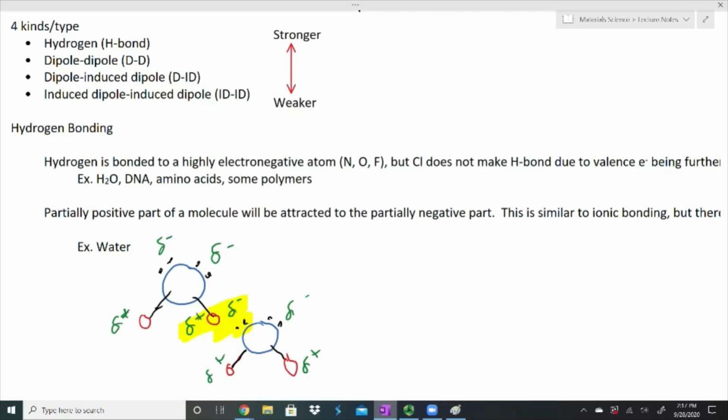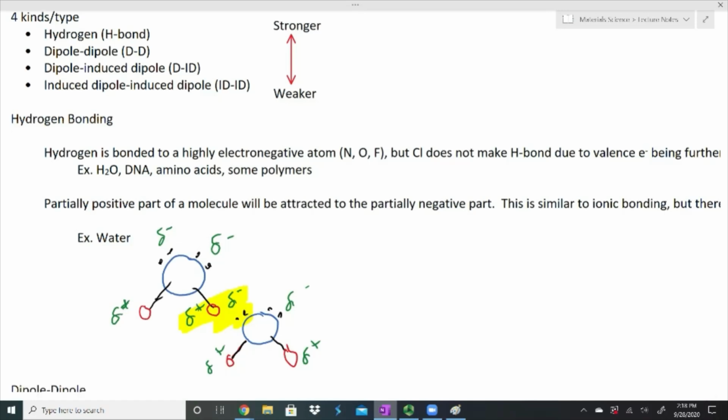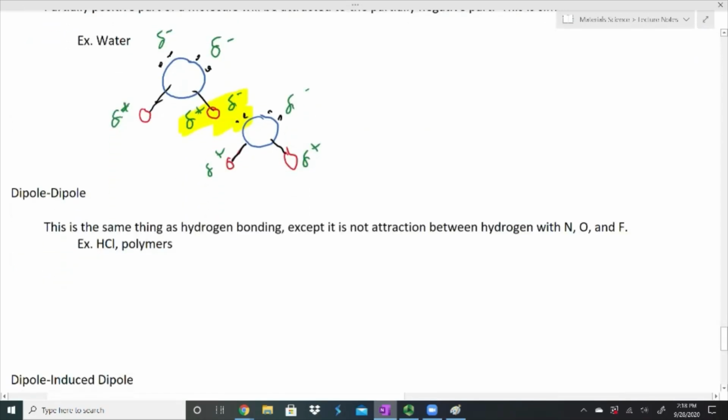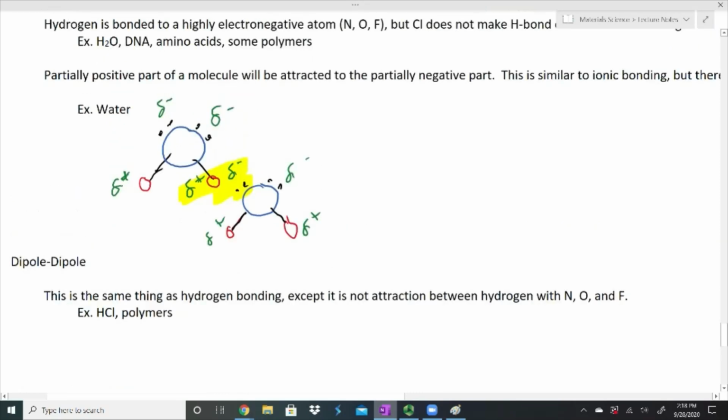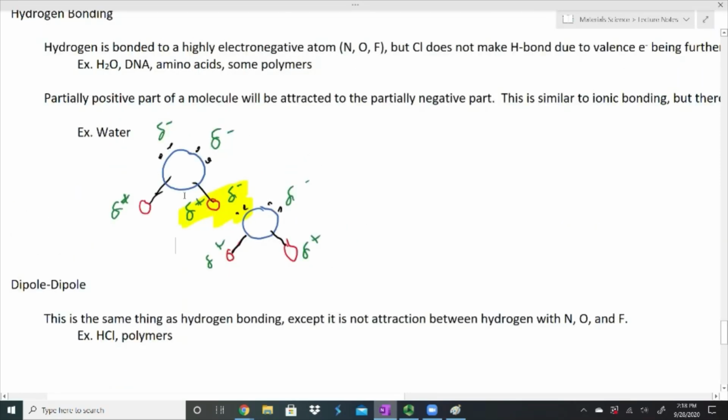They're just, the fact that I have something positive and something negative coming close together, they're going to want to attract. So that's a hydrogen bond. A dipole-dipole is actually the exact same thing. A hydrogen bond is a dipole-dipole bond. We do see that we have one molecule that's a dipole, and we have another molecule that has a dipole, or a polar molecule and a polar molecule, and they come together.